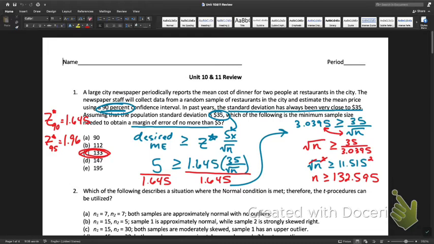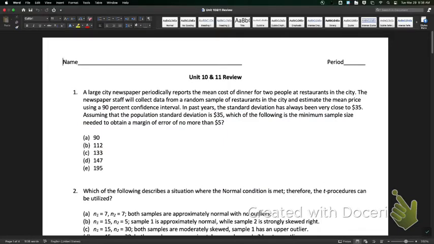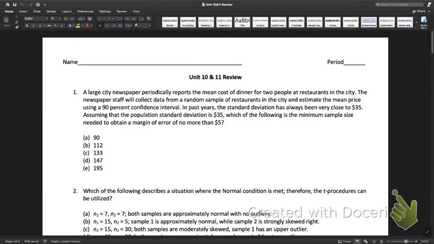Alrighty, let's move on to number 2. If I can get it to scroll.